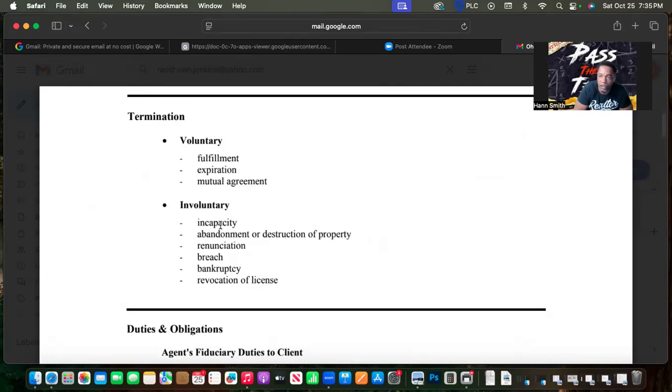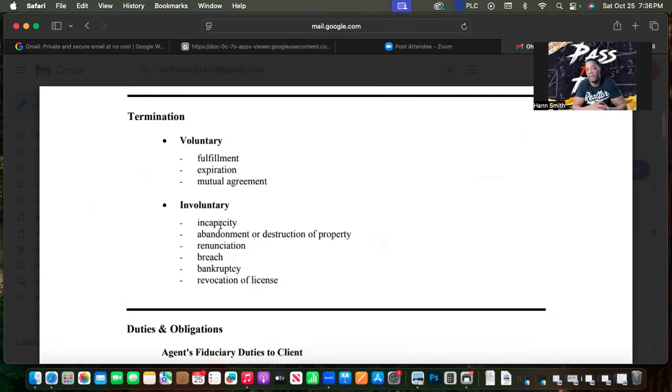But really concentrate on abandonment. I haven't seen a question come across any practice test or anything else, but they will probably ask you a question about a property being destroyed, and does a destruction of a property sever the agency relationship? And as you can see here, it does. If the property is destroyed, then there's nothing to do a job on. Like you were hired by the seller to sell the house, but it's destroyed now. So your job is over, and that's an involuntary action that will cause the agency relationship to be terminated. Renunciation. Okay, I'm done.